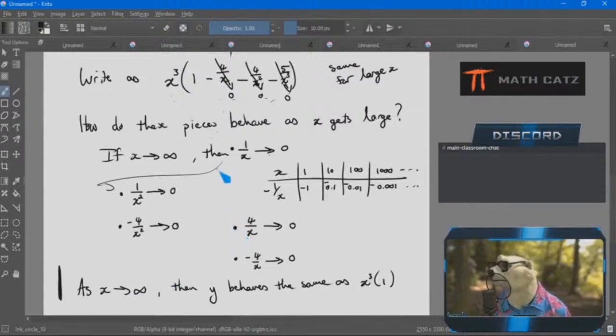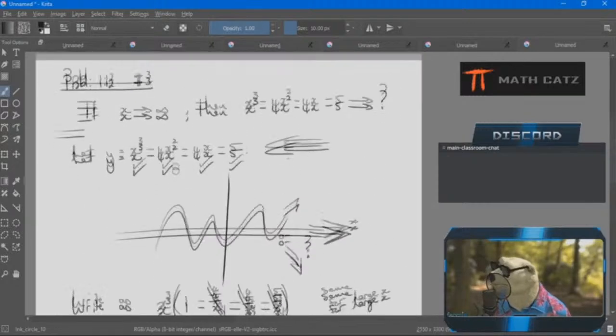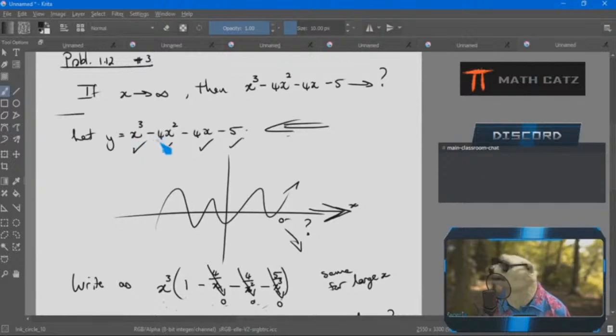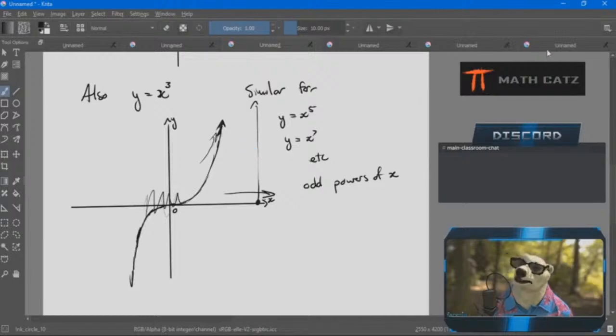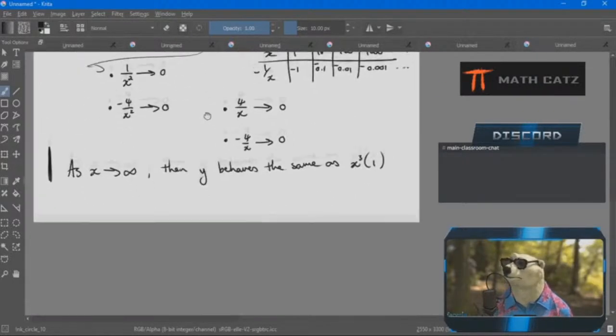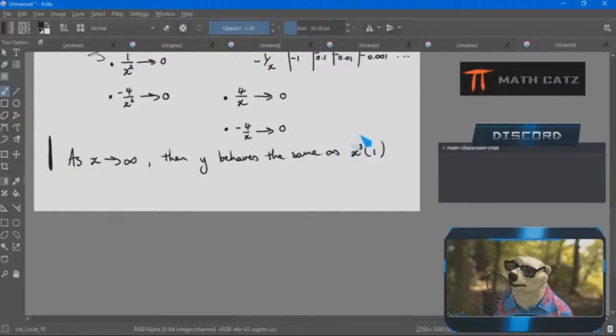So now what I've done is I've taken a complicated function, the one up here, x cubed minus 4x squared minus 4x minus 5, with ups and downs and all kinds of stuff. And if I'm asking for the long-term behavior, it is the same as x cubed. And because that is a basic function, I know what that does. This is just x cubed, and x cubed gets bigger and bigger as x gets bigger and bigger.